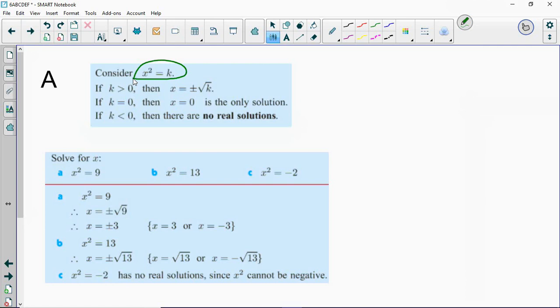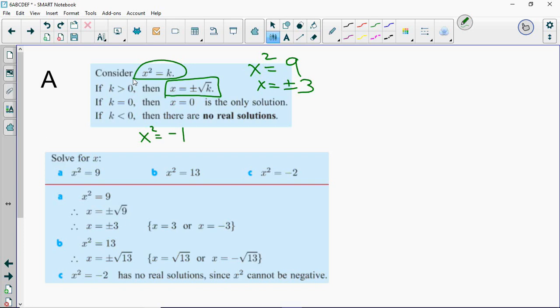And there's a couple different possibilities for what the value of x could be in this case. So if k is a positive number, then we're going to say that x is equal to plus or minus the square root of k. So if we have like x squared equals 9, then we know that x is equal to plus or minus 3. If k happens to be equal to 0, then there's only one solution, and that's going to be x equals 0.